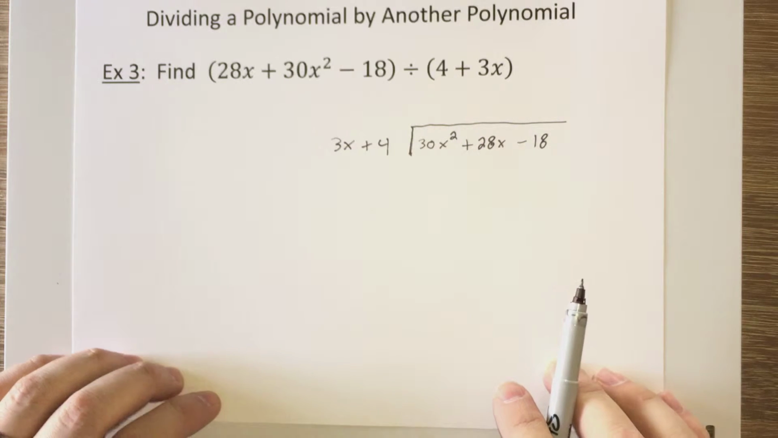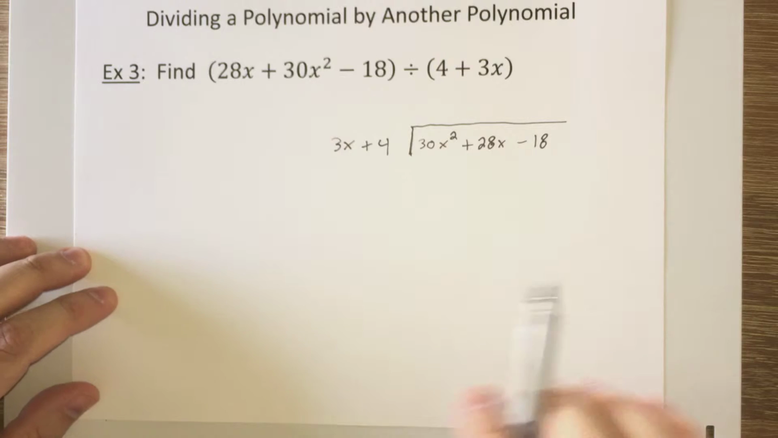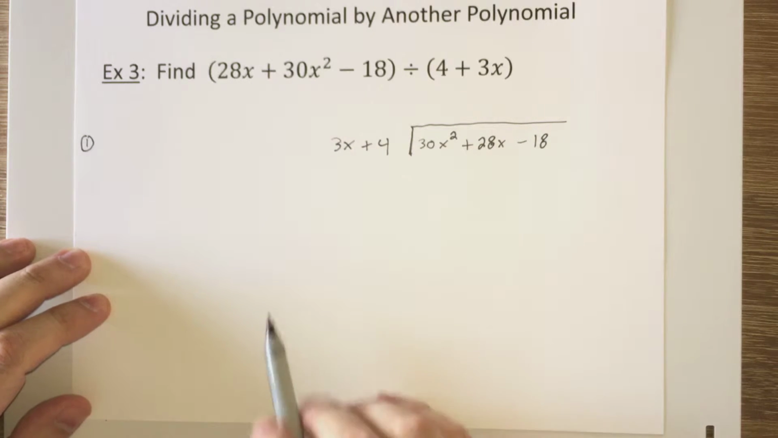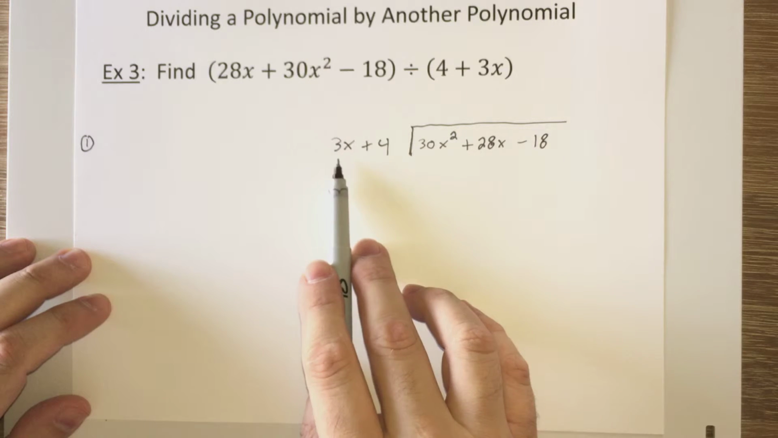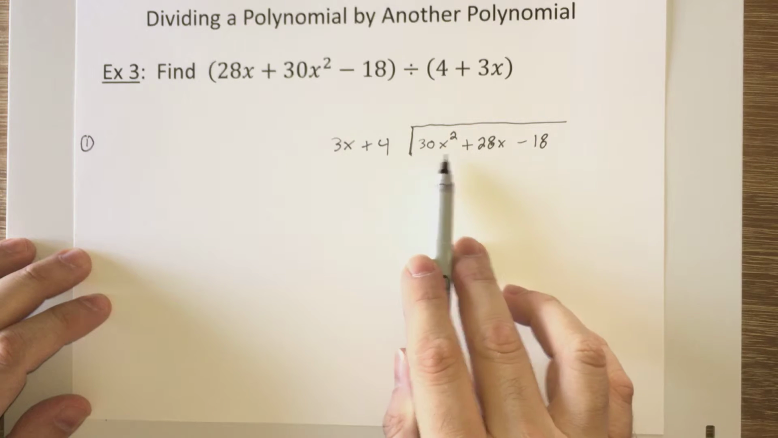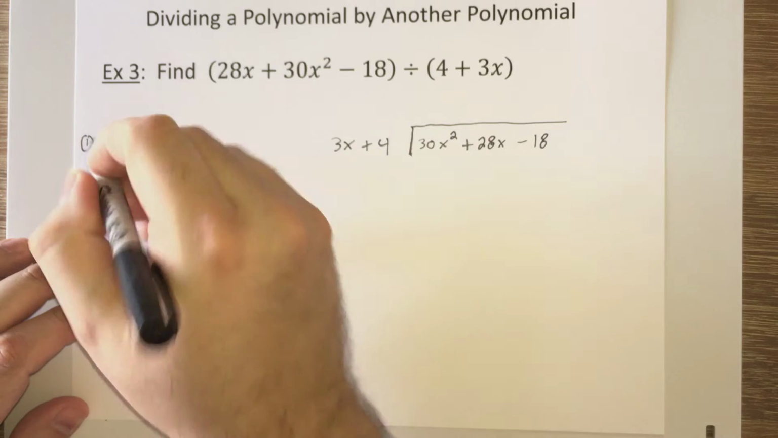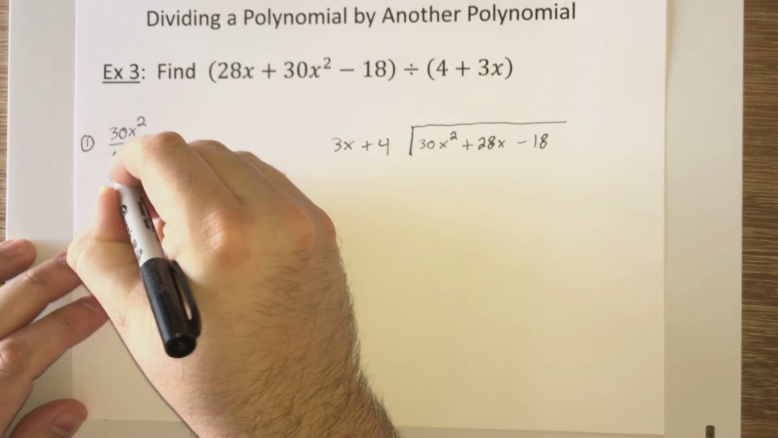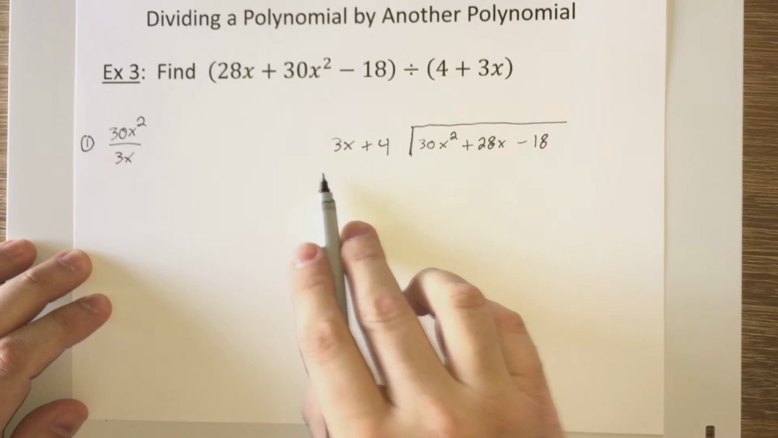All right, once you have that down, then you just have to follow a 3-step process. So here, let me do the steps over here. The first thing you're going to do in your 3-step process is divide the left term here by the left term here. So the left term inside the box divided by the left term outside of the box. So you do 30x squared over 3x.